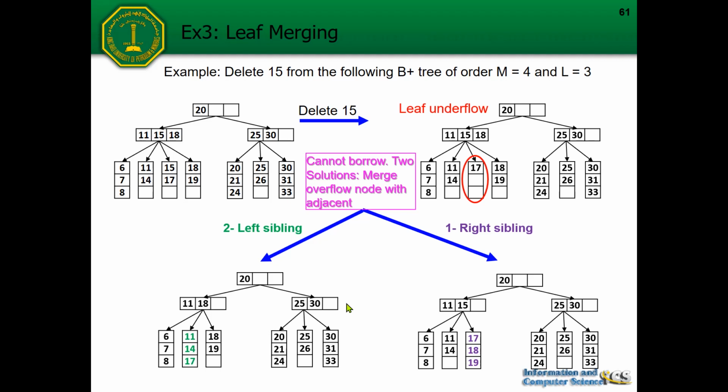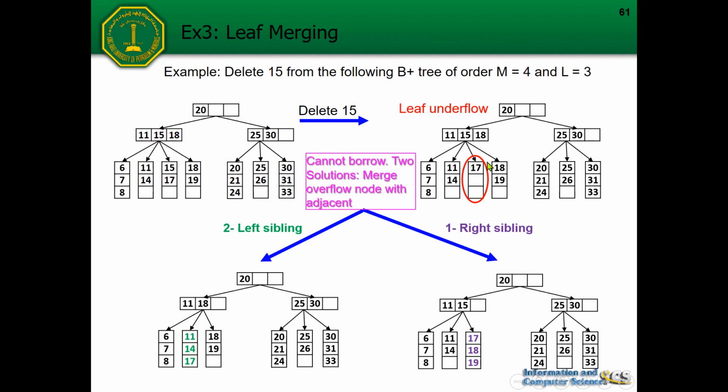Okay, now we have the next example, number 3. This is the original B plus tree. We are going to delete 15 from this tree. The order M is 4 and L is 3. Because L is 3, it means that the minimum number of keys is 2. So if we delete 15 from this B plus tree, we will have this node be underflow.